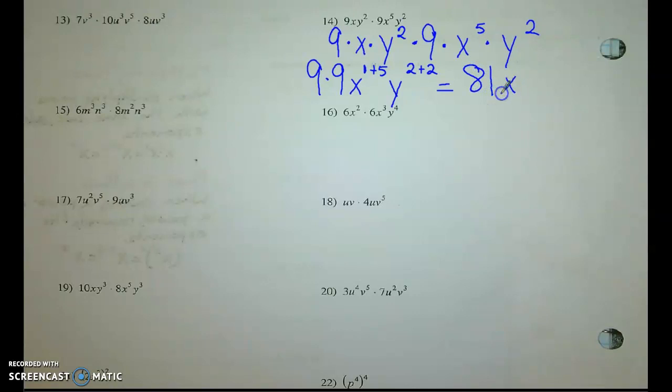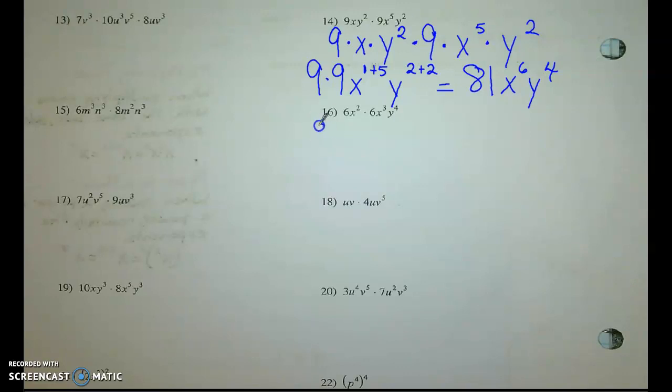And then times x, 1 plus 5 is 6. Times y, 2 plus 2 is 4. And so that gives us 81 x to the 6th power, y to the 4th power. Number 16. Okay, doing the same thing.